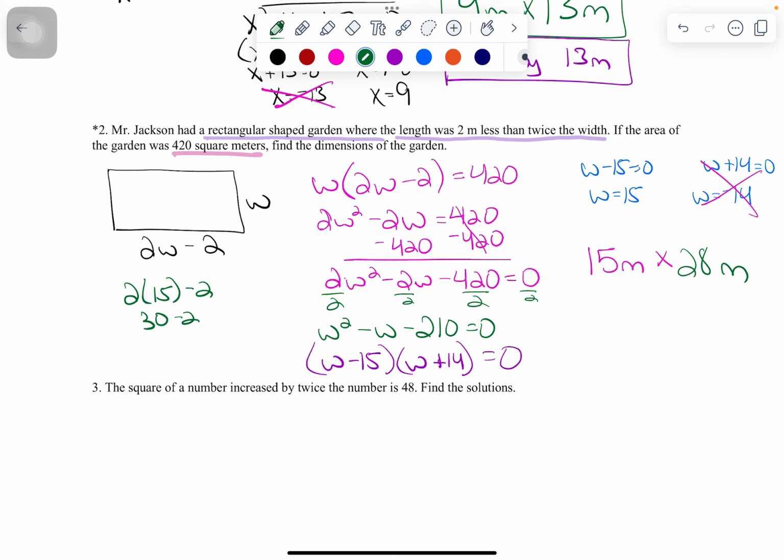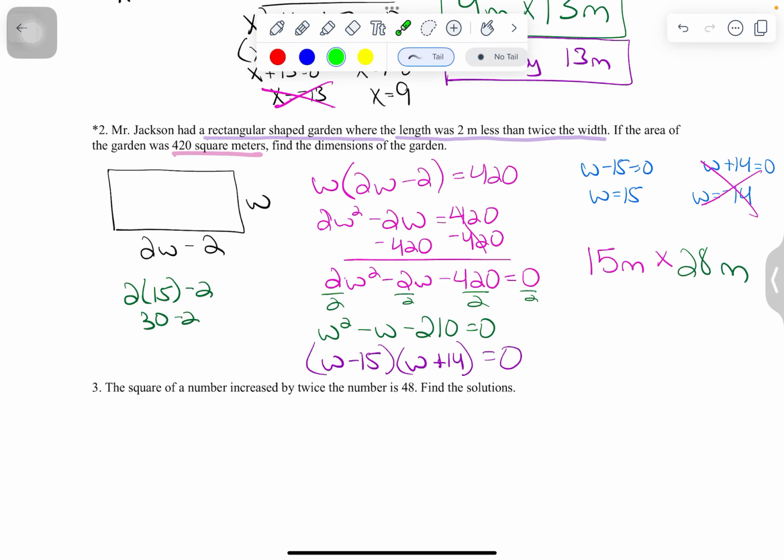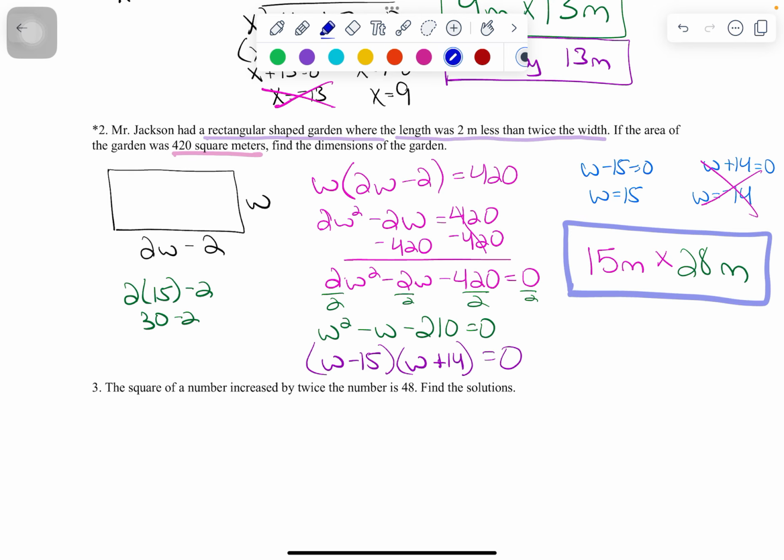Give myself space. And then if you want to double check this, right, I've told you the area of the garden was 420. So if I take 15 times 28, oh, look, there's that area that we had originally of the 420. All right, so that does, in fact, give me the right dimensions there.